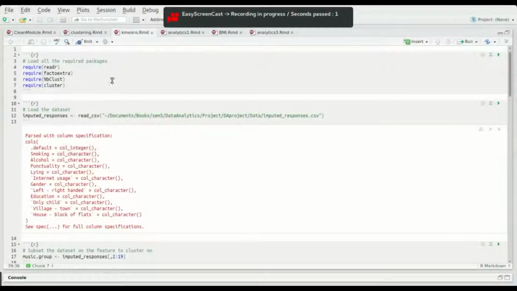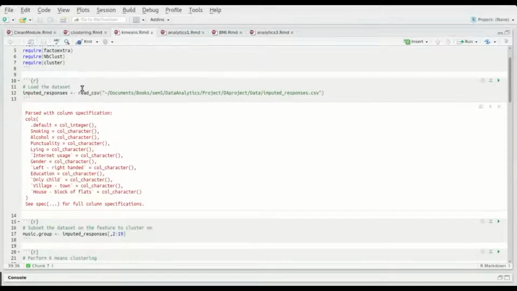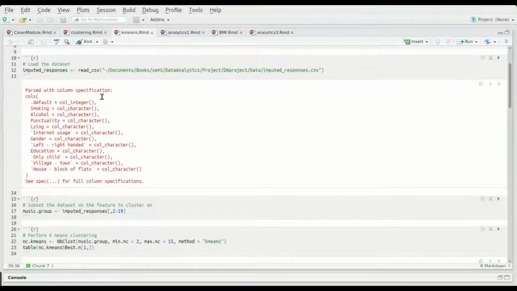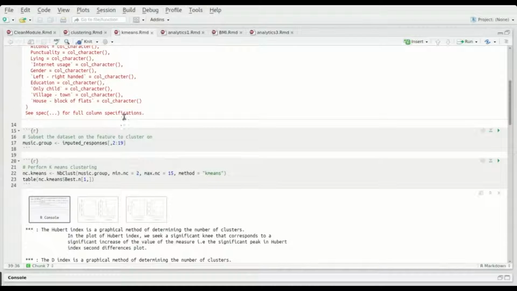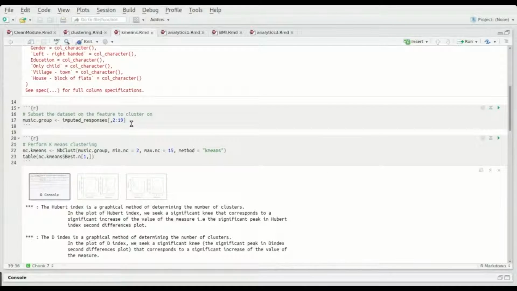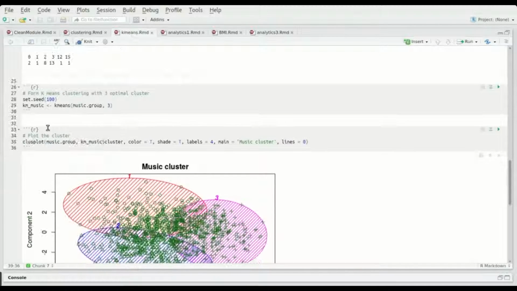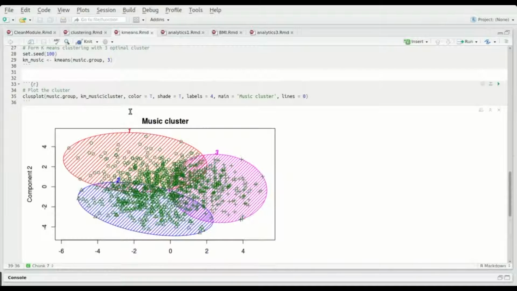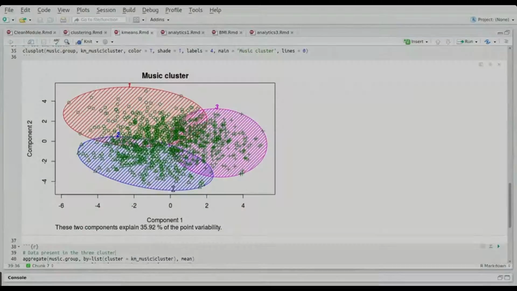Here we use the k-means algorithm to solve the same problem of clustering the data points on a given feature. We use the feature of musical preferences of young people, and after finding the optimal number of clusters, which is 3, we use the k-means function to get the clusters and aggregate our data points on these clusters using the median and the mean. This was the plot for these 3 clusters.